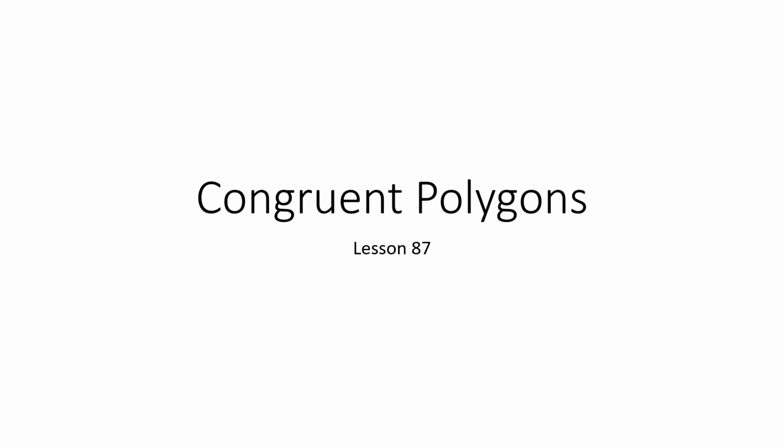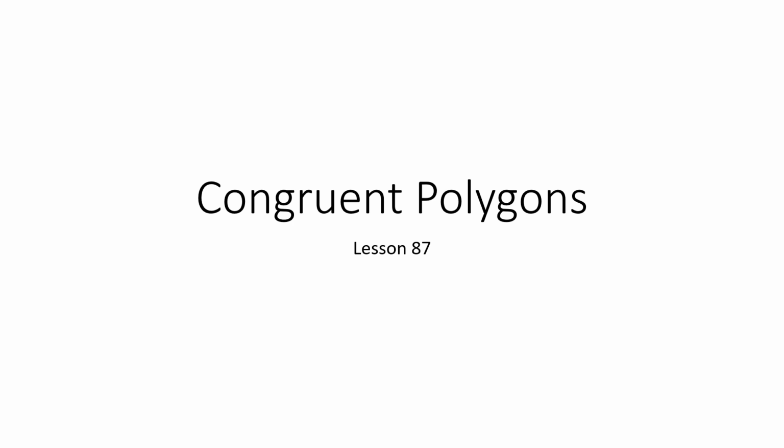Lesson 87 is about congruent polygons. Now, basically, it is going to be a triangle that has all angles and all sides corresponding. They're congruent. They're the same. If you have two polygons that are congruent, basically they could be stacked on top of each other, and they would line up perfectly.